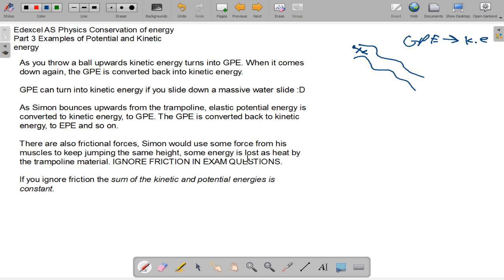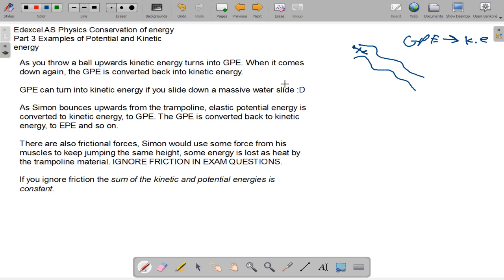But in real life, you've got to appreciate that there are frictional forces. In order to keep jumping to the same height on the trampoline, you'd have to use forces in your muscles to keep jumping to the same height above the trampoline every time. And each time the trampoline stretches, heat is generated in the trampoline material, and you're always told to ignore friction in exam questions.